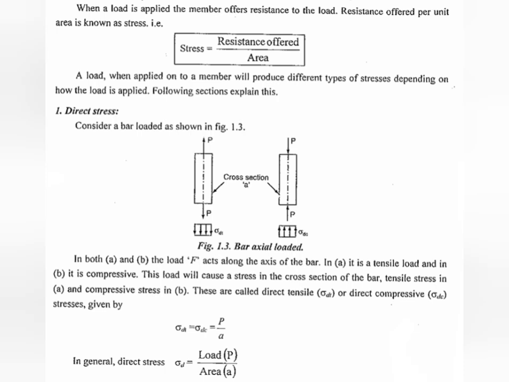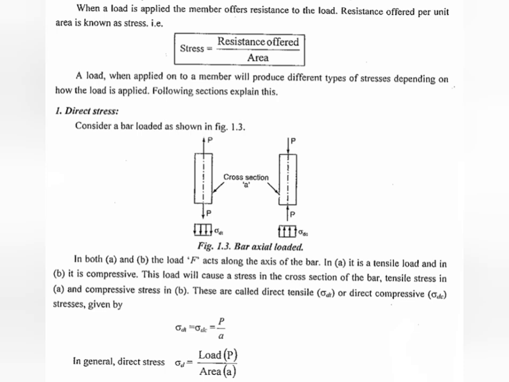A load when applied on the member will produce different types of stress. We can apply loads differently on a member. It could be an axial load or a torsion load. It varies on the type with which the load is applied, right? So based on that, there are different types of stress. The very first one is direct stress. So what is direct stress?